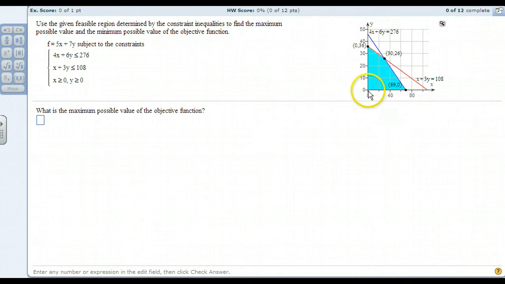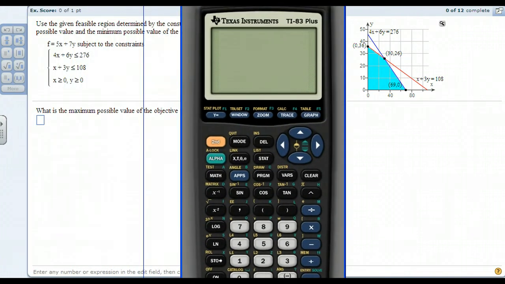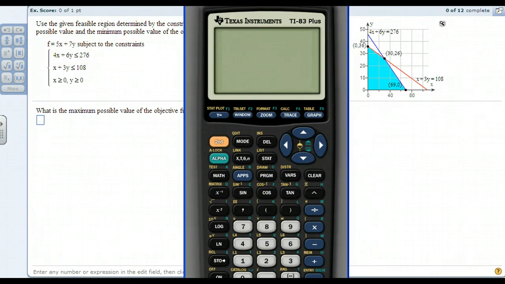Alright, don't forget this one right here. Okay, 0, 0 is also one of these corner points on this region. So the maximum possible value for the objective function, if I bring my calculator up, what this is basically telling me is this function right here, 5x plus 7y, is maximized and or minimized at one of these 4 points.